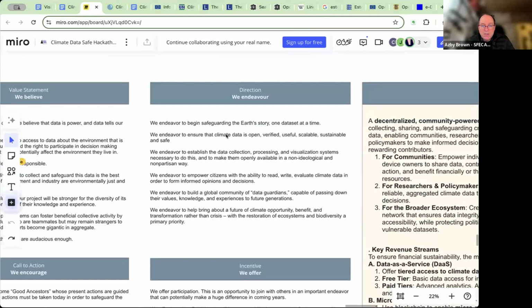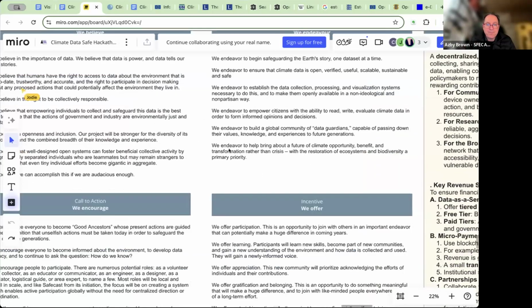We endeavor to empower citizens with the ability to read, write, and evaluate climate data in order to form informed opinions and decisions. We endeavor to build a global community of data guardians capable of passing down their values, knowledge, and experiences to future generations. We endeavor to help bring about a future of climate opportunity, benefit, and transformation rather than crisis, with the restoration of ecosystems and biodiversity a primary priority.